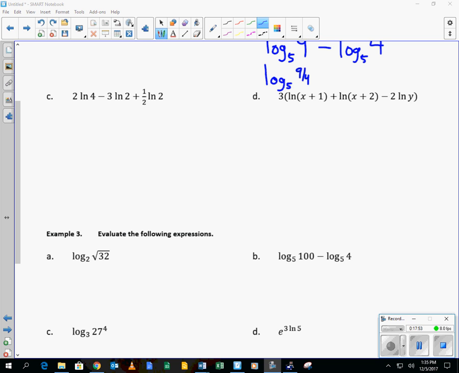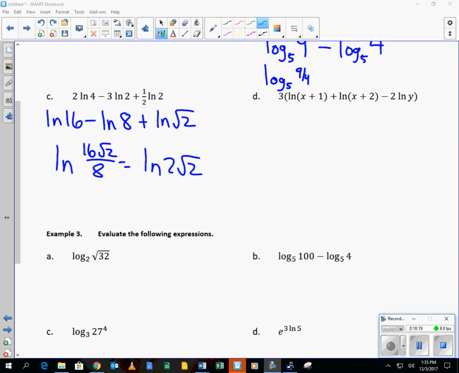I've got the natural log of 16 minus the natural log of 8 plus the natural log of the root of 2. Now, as I write it from here, I understand that because it's subtraction, it's going to end up in the numerator or denominator. And because it's addition, it'll end up in the other. So I have the natural log of 16 roots of 2 over 8, which is the natural log of 2 roots of 2. Okay. That's fine.